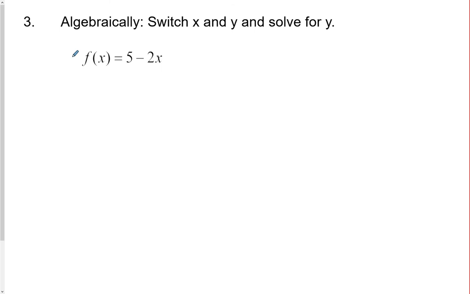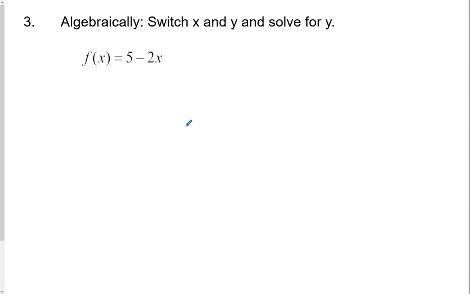So here we are, we've got a function f of x equals 5 minus 2x. I'm going to do this algebraically. I'm going to get the equation for the inverse. I'm going to switch my x and y values, and then I'm going to solve for y. And that's going to make my inverse.